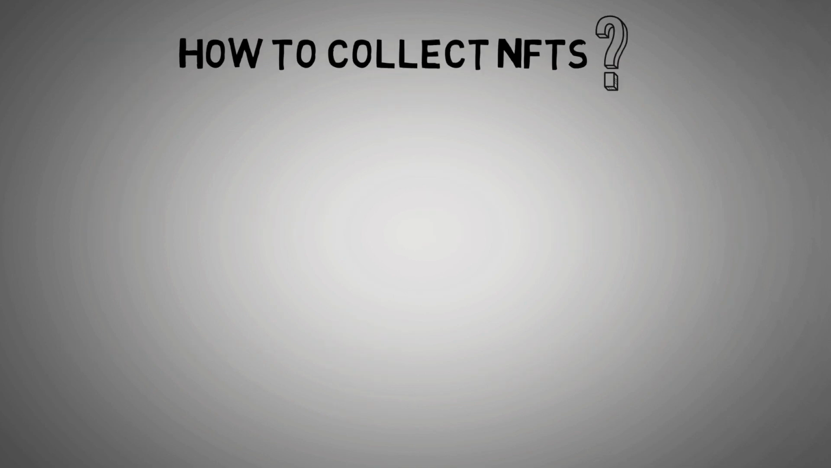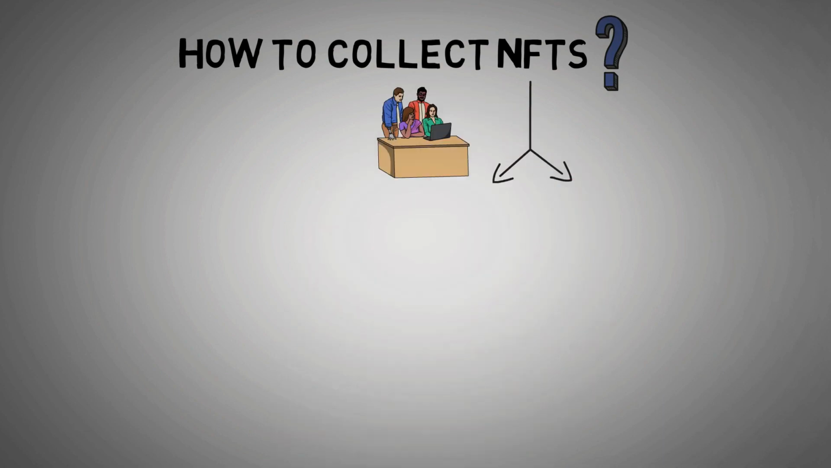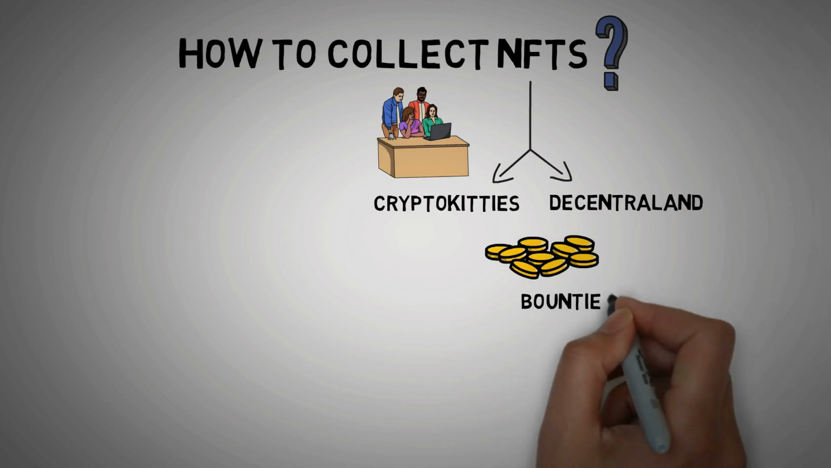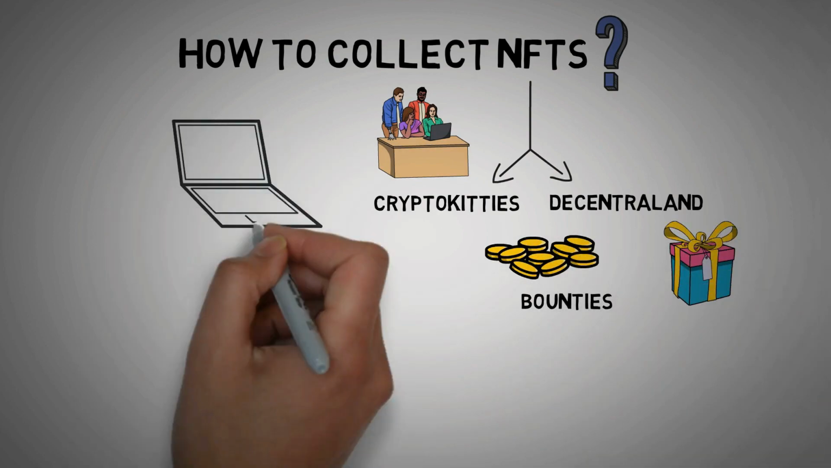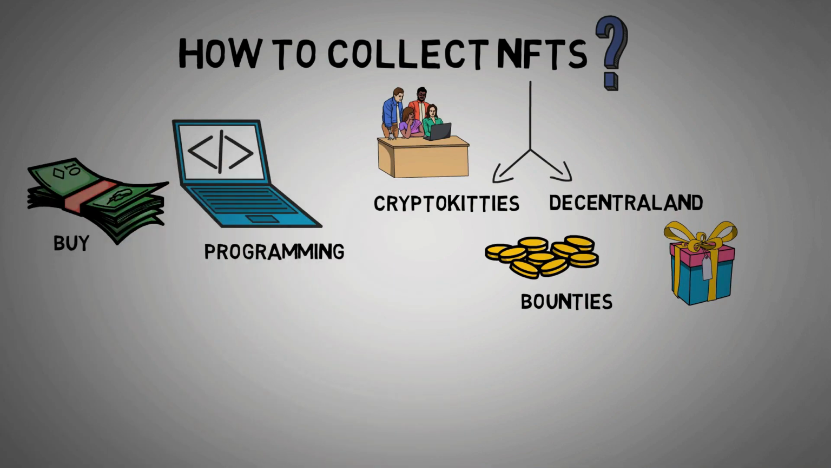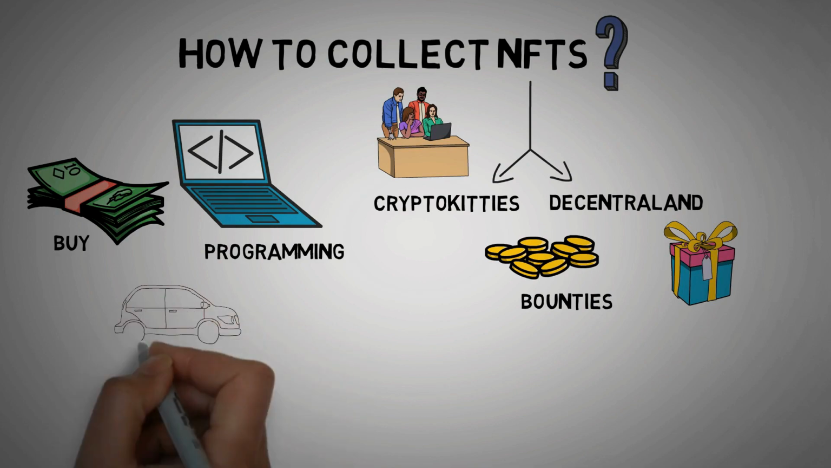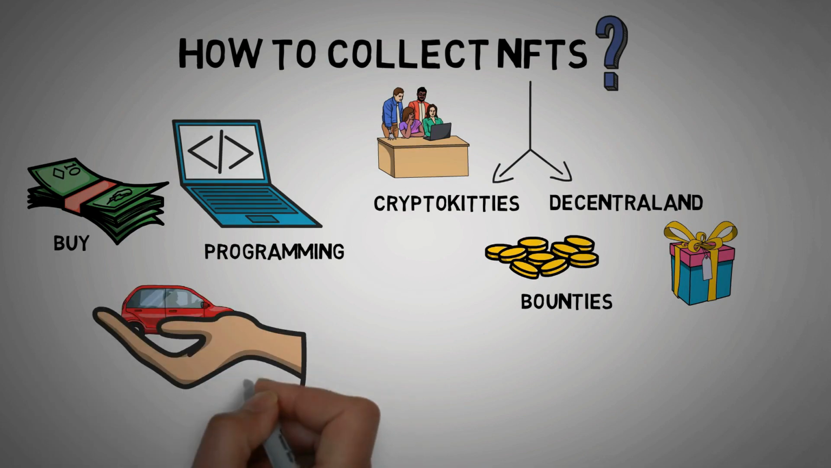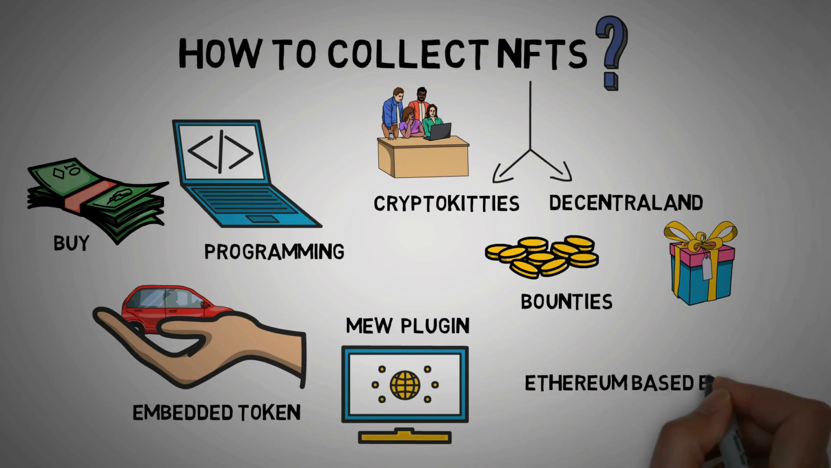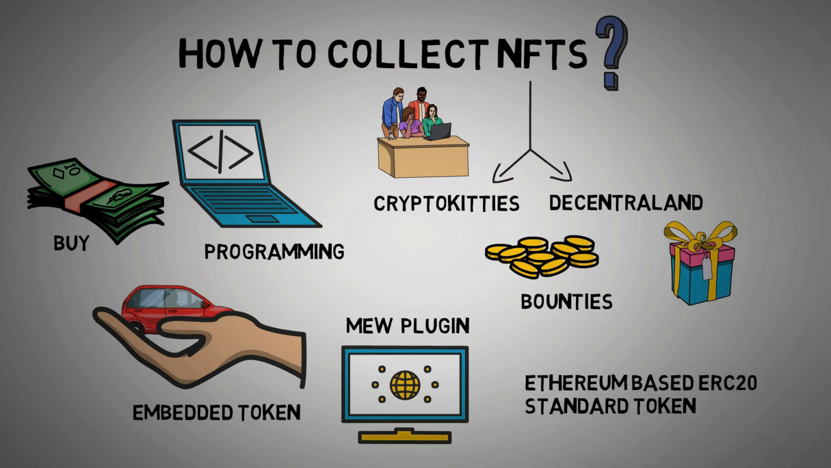How to collect NFT? There are several ways of collecting NFT. Some companies sell them on their sites like CryptoKitties, Decentraland, and more. One can also collect free tokens by participating in bounties. Rewards are given for simple tasks like sharing. More advanced methods include programming your own game or buying games where NFT exist. Finally, one can also purchase physical items with an embedded token or download the MEW browser plugin to use with any Ethereum-based ERC20 standard token.